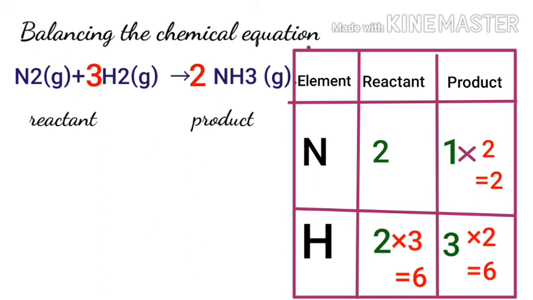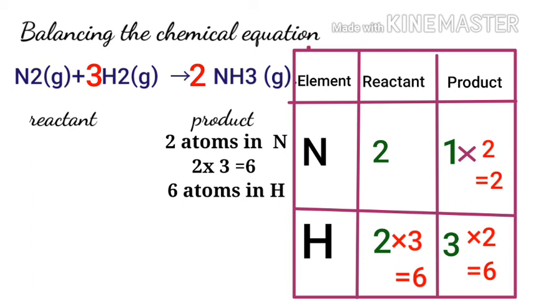The number of atoms in nitrogen is 2 plus the number of atoms in hydrogen is 6, 3 into 2 equals 6. That forms the product ammonia, with 2 atoms of nitrogen plus 6 atoms of hydrogen. So we have to balance the equation in this way. Draw a box, write down the element, reactant, product, name the element and the number of atoms present in the reactant part as well as the product part. See whether it is balanced or not, then balance using multiplication.